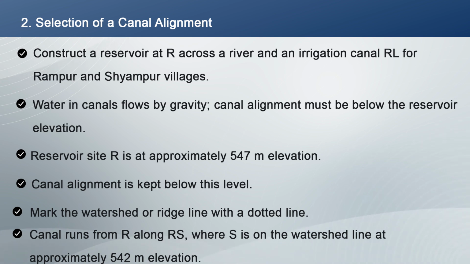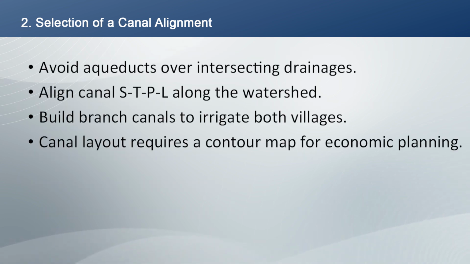The watershed or ridge line is first marked by a dotted line. From R, the canal is taken along RS, where S is a point on the watershed line and its height is approximately 542 meter. Points may be chosen by considering other factors to avoid construction of aqueducts over the intercepting drainage en route.